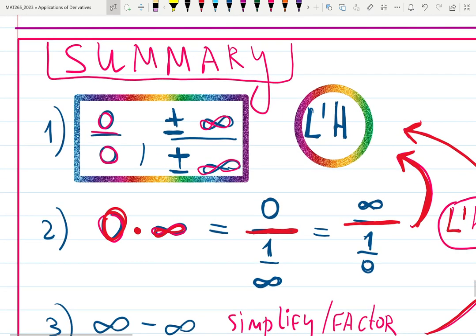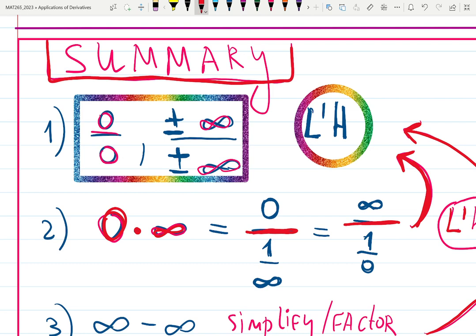Summary. I have more examples in my notes. You can definitely check that. The summary is: 0 over 0, infinity over infinity, plus or minus, we don't care. You use L'Hopital's rule. Yay. That's your favorite one.